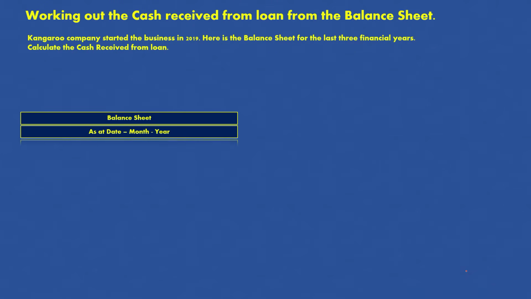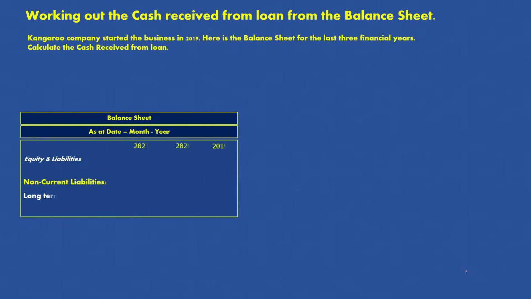Now, first question here must be why we are only being given the balance sheet and not the profit and loss statement. The answer is very simple. The loan only goes to the balance sheet. So if we are receiving the loan or if we are repaying the loan, there's nothing that goes to the profit and loss statement. So profit and loss statement is irrelevant at this moment. So let us look at the balance sheet.